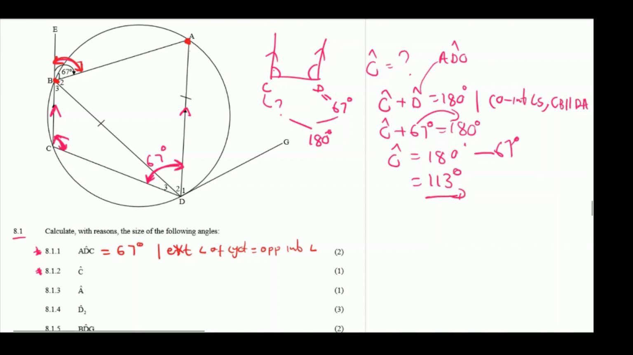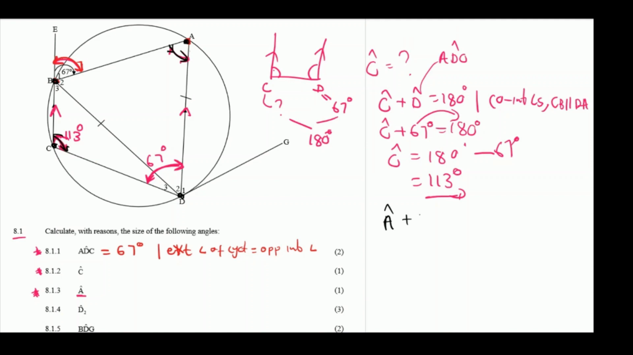Then we go to 8.1.3. So now we want to find angle A, right, which is this one here. So if you take a look, we said angle C we found to be 113 degrees, and since this is a cyclic quadrilateral, if we just indicate with these points, the opposite interior angles, these opposite interior angles must add up to 180 degrees, so they are supplementary.